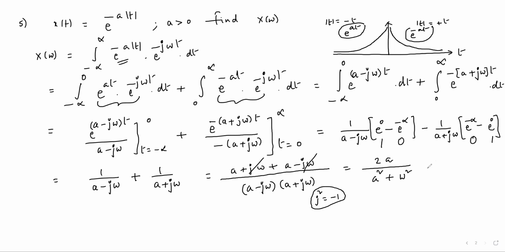So finally what we get? 2a by a square plus omega square. The Fourier transform of e to the power of minus a mod t is 2a divided by a square plus omega square. A very, very important Fourier transform pair for us.